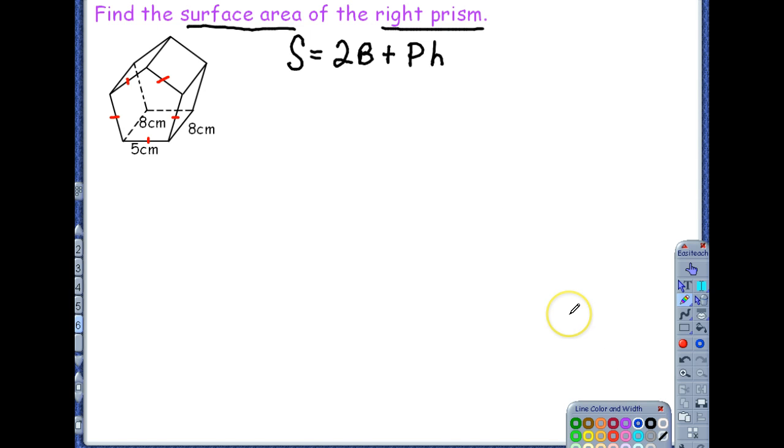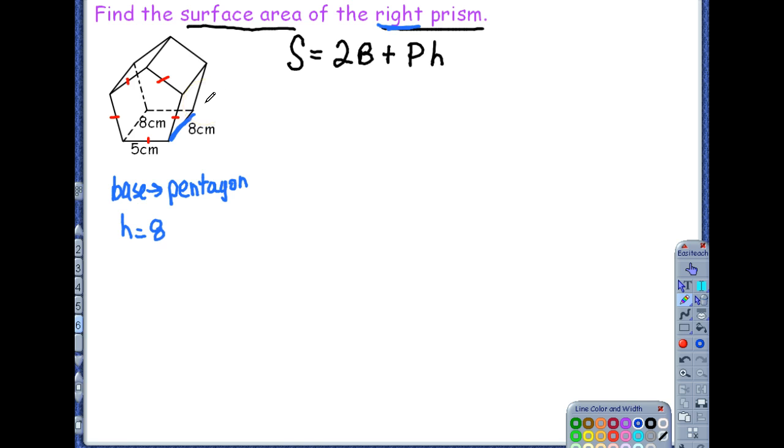Now, we need to understand that it is a right prism. What that means is that all of the lateral faces are going to be rectangles, and the height is the lateral edge. So in this case, the height is going to be the 8, because that's what's connecting the 2 bases. And I know that the bases are the pentagons because they're not rectangles. So the base is a pentagon, and your height is your 8 right here.